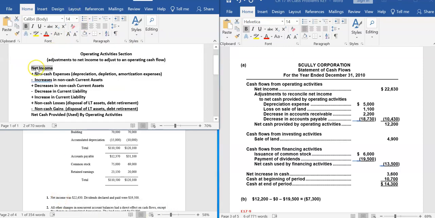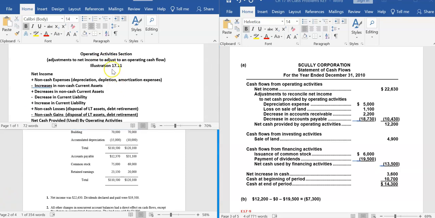So what the indirect method does is it starts with net income. Here is net income that was brought from the income statement, and the problem here told us what it was. Through a series of adjustments, we are going to convert that accrual-based amount back to a cash flow figure. And that is done with this little chart, this little cheat sheet. Now, this chart is available to you in the textbook, in chapter 17, illustration 11. So you can find it there as well.